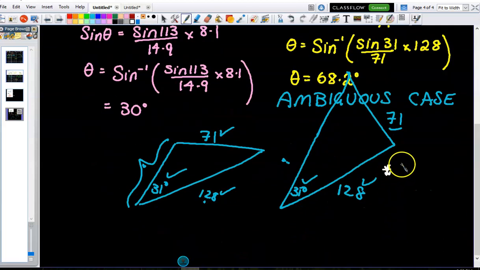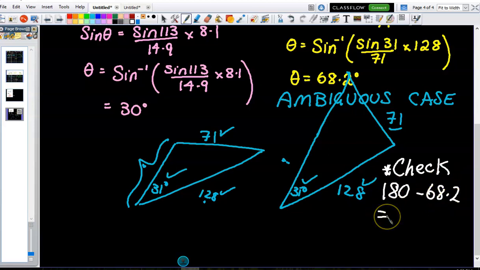So we check. We go 180, take the answer that we get, 68.2. What is 180 take 68.2? Those people who checked their answers at the back and said, I didn't get what they got. Oh, look at that. 111.8. Is that the answer that they got in the back of the book? Yes, it is. So this could be our situation now.